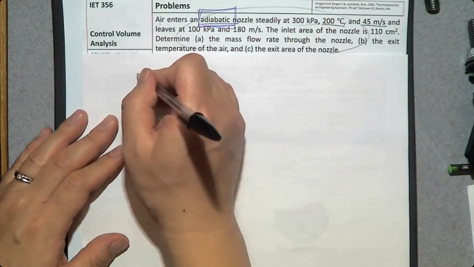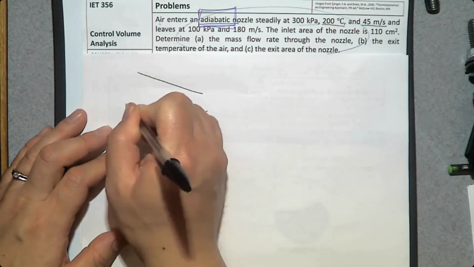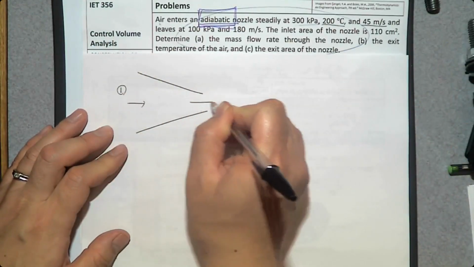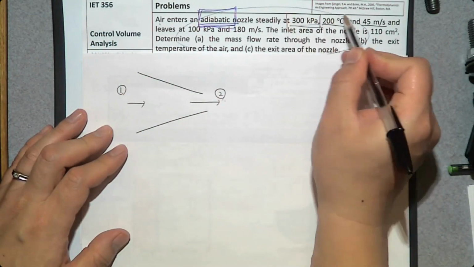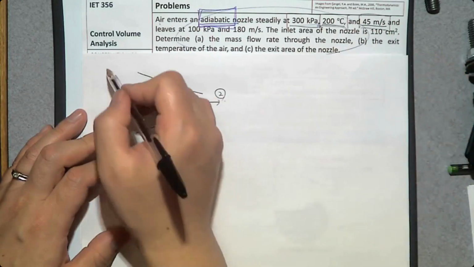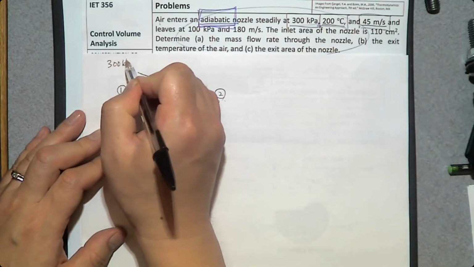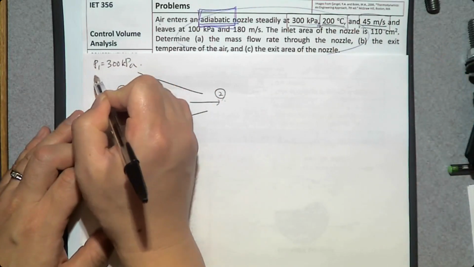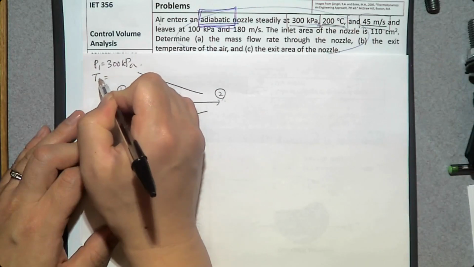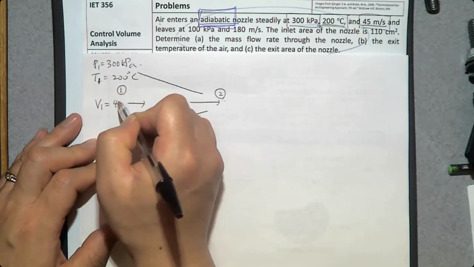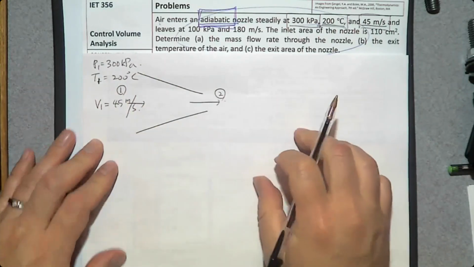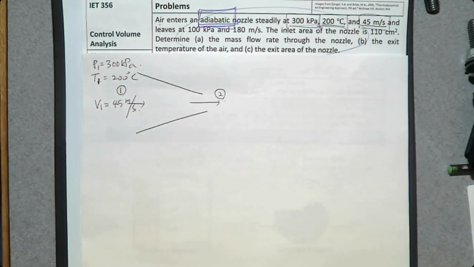The nozzle looks like this. We have inlet number 1, exit number 2, and we know the pressure, temperature, and velocity at the inlet. So 300 kilopascal is P1, 200 degrees Celsius is T1, and the velocity at the inlet is 45 meters per second. And we also have the exit condition.